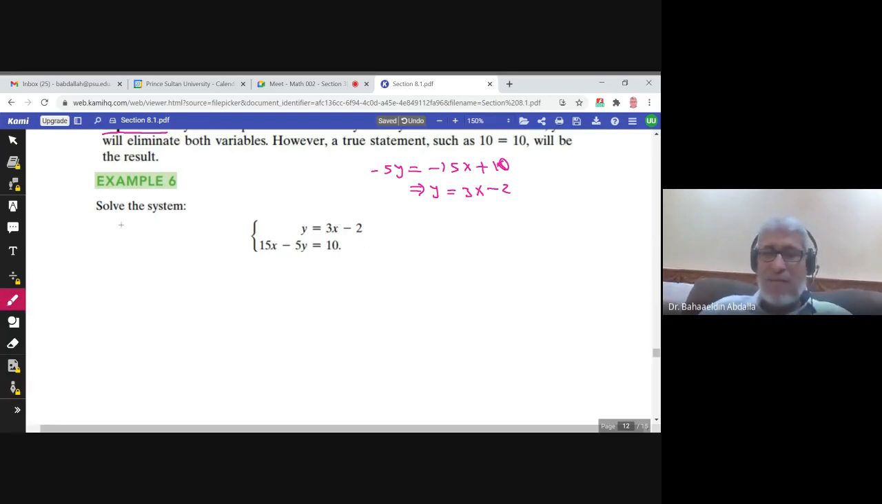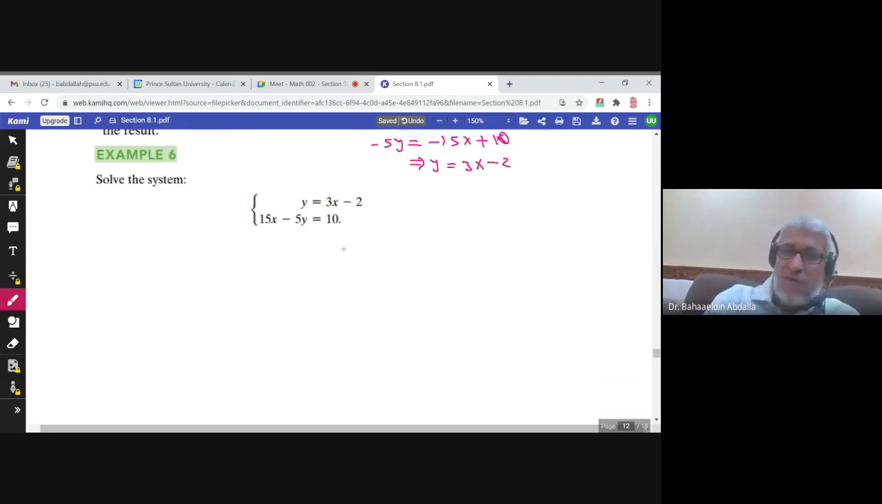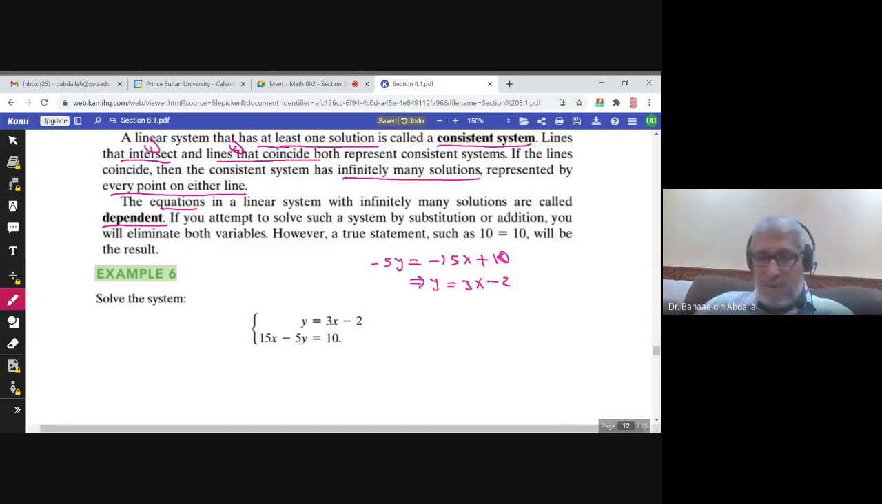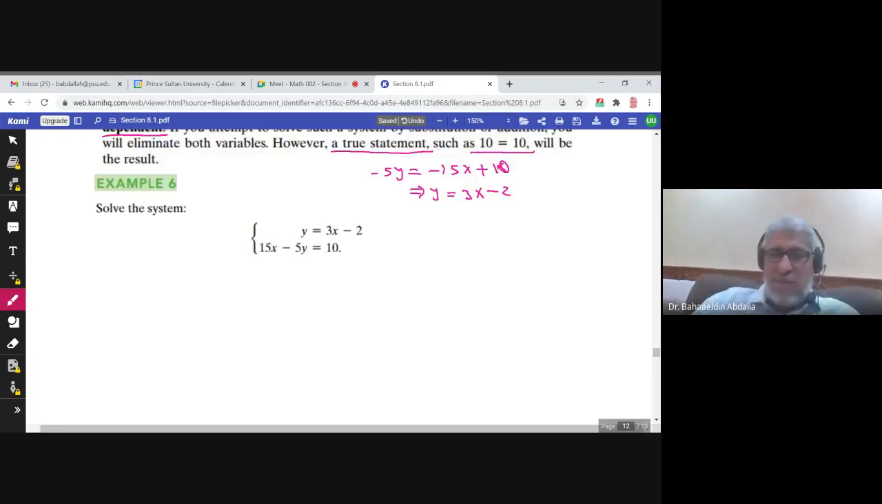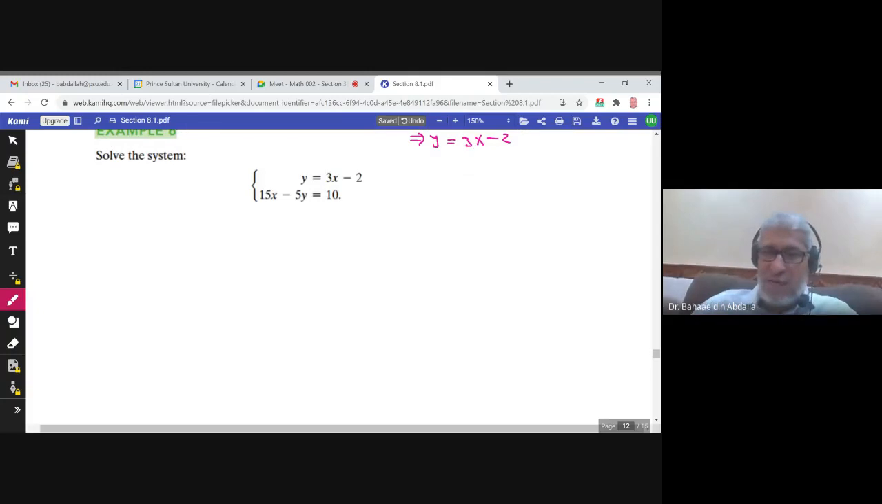All right. It says here, solve the system. How can we solve the system? You have two methods. But remember, if the system is dependent, if you have infinitely many solutions, what would happen? You will have a true statement like 10 equals 10. For inconsistent systems, we have a false statement like 0 equals 12. In dependent systems, we have a true statement like 10 equals 10.